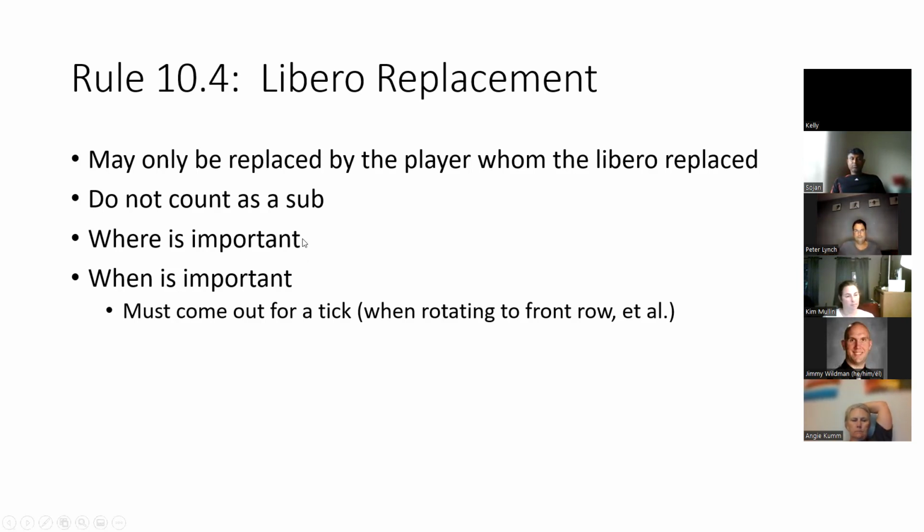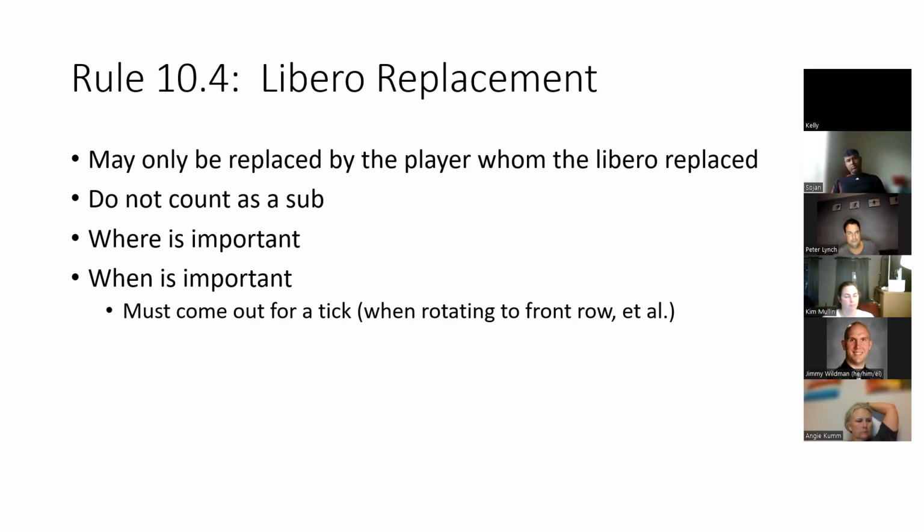Also, they have to execute that replacement in the libero replacement zone, which is the 10-foot line to the end line. And people will stop the game if they're like an inch over. Don't stop the game. Just say, coach, make sure your libero comes in, have them come in just on the other side of that, please, and they'll take care of it.